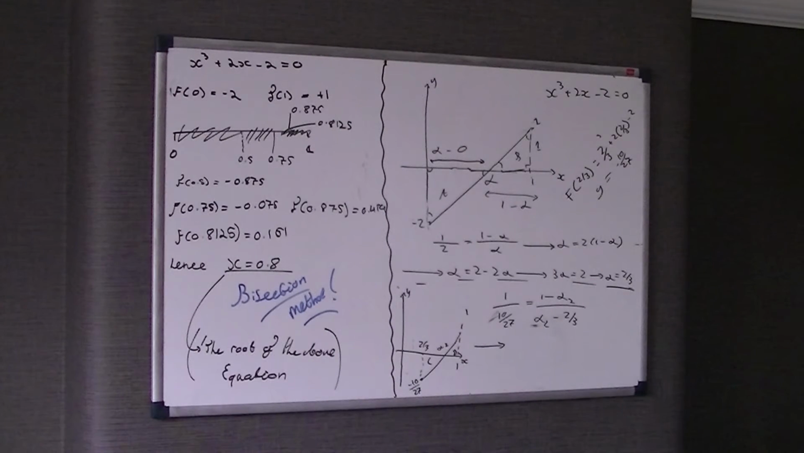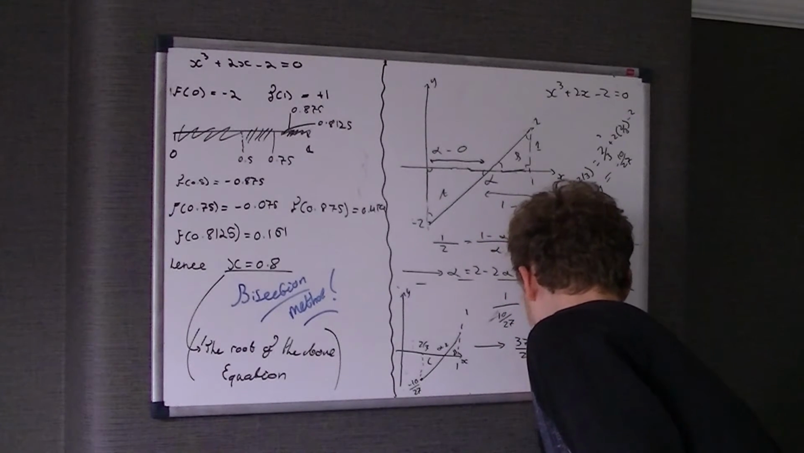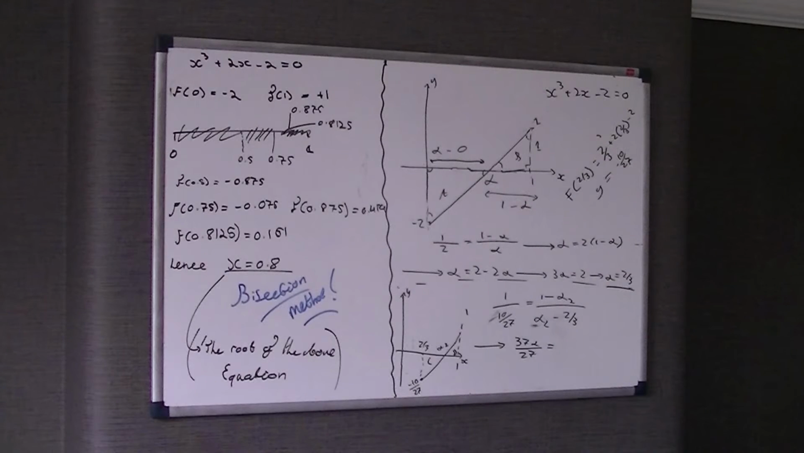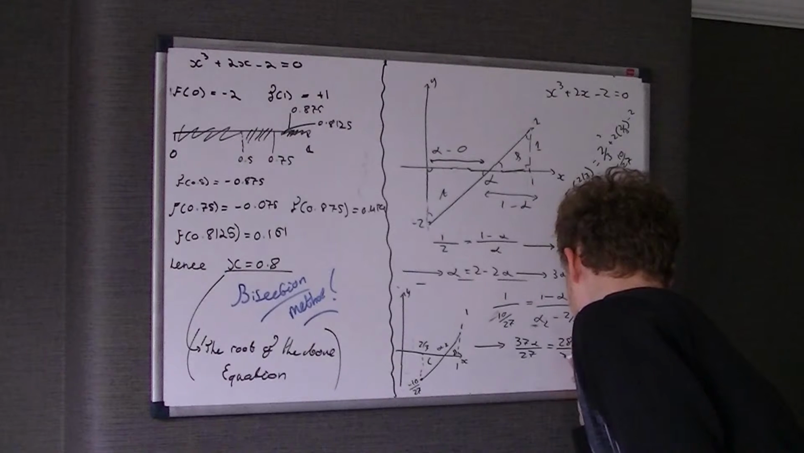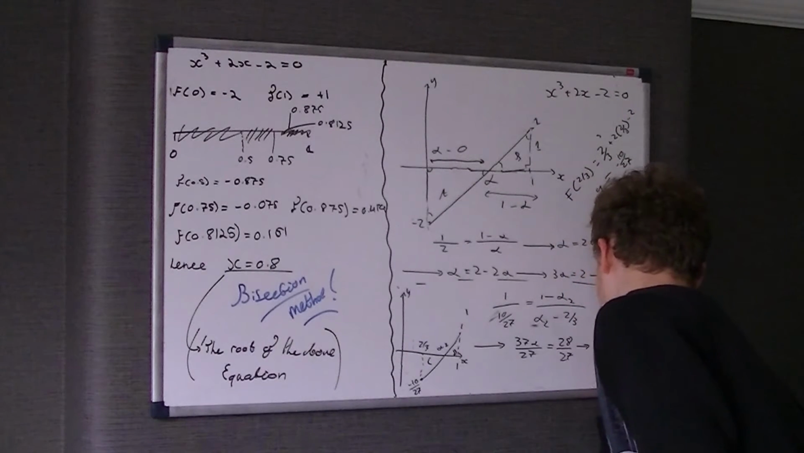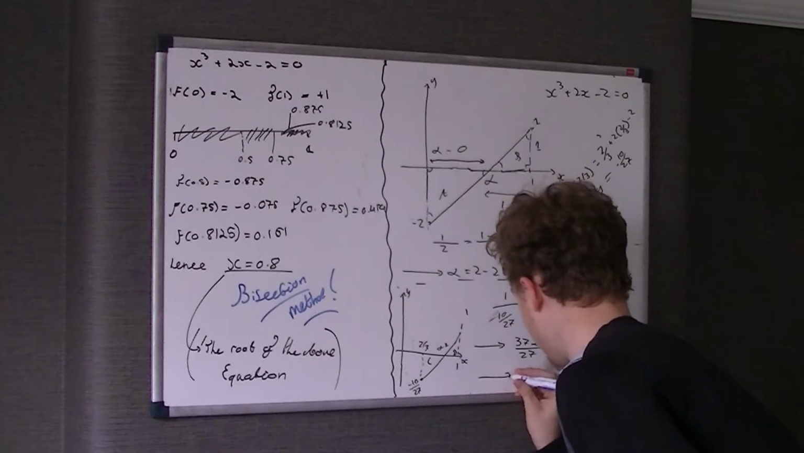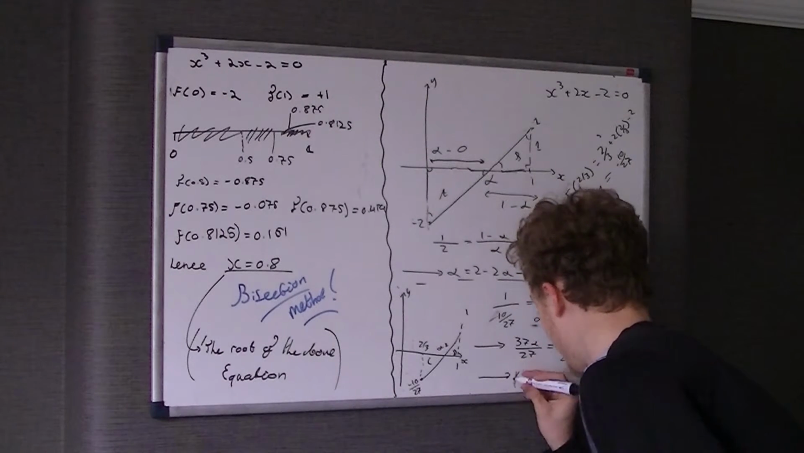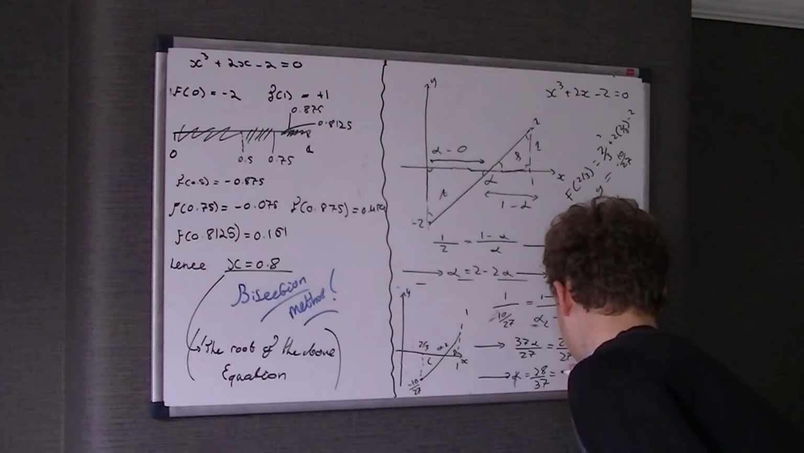I don't quite have the room on the page to do that, but you would get 37 alpha over 27 equals 28 over 27. Multiply both sides by 27, so 37 alpha is equal to 28. Divide both sides by 37, so we get a value for alpha of 28 over 37, which is 0.756.